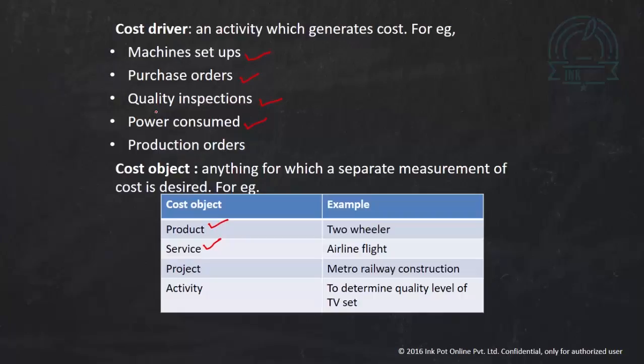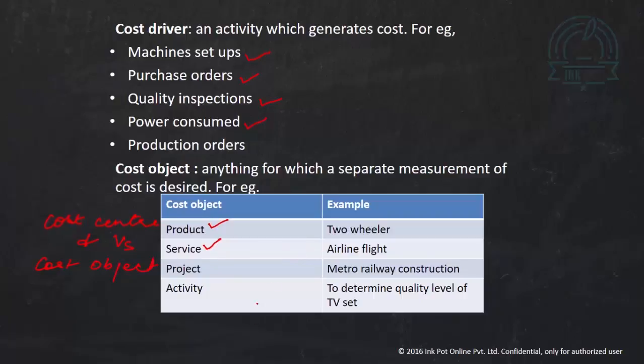So what is the difference between cost center and cost object? I mean, cost center versus cost object. So let me make you clear.